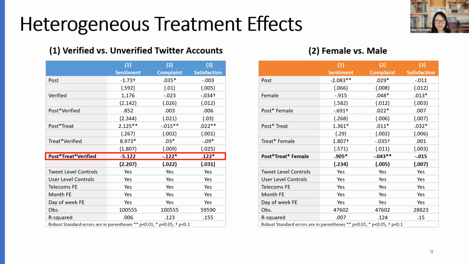The second heterogeneous treatment effect is gender. Previous studies argue that when social cues are given in CMC, gender differences exist in expectation and perception. So we hypothesize that the effect of customer service agents' humanized profile will be uneven across gender. You can see the results indicate that female users have a stronger increase in tweet sentiment and fewer complaint tweets. The results are consistent with our expectation that the humanized profile has a significantly larger effect on female than on male users.